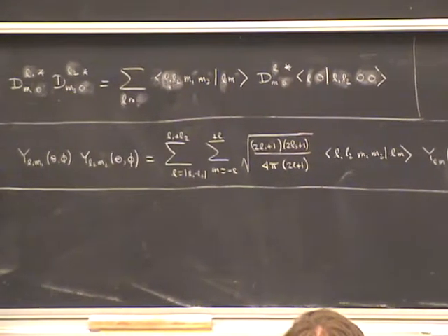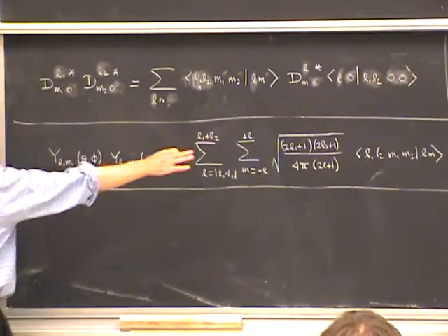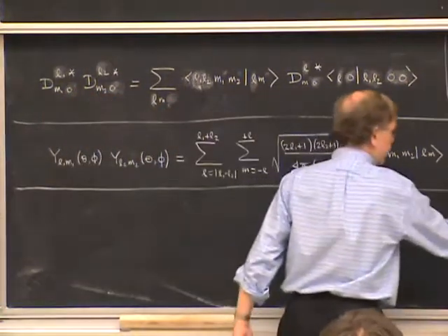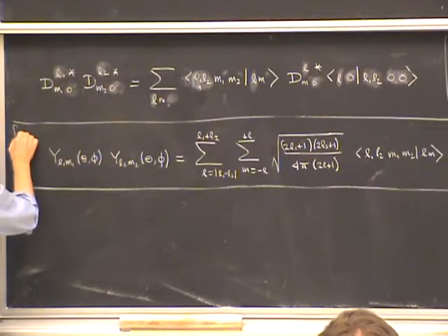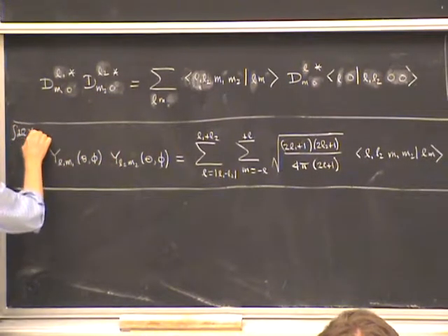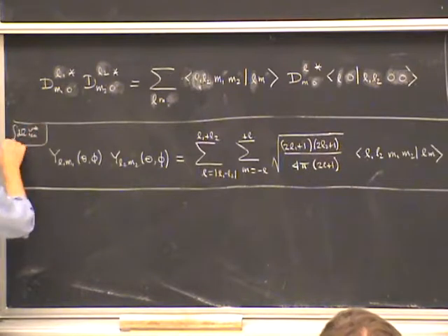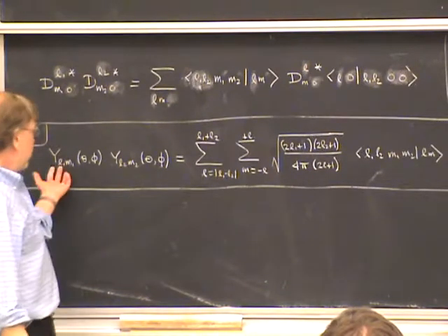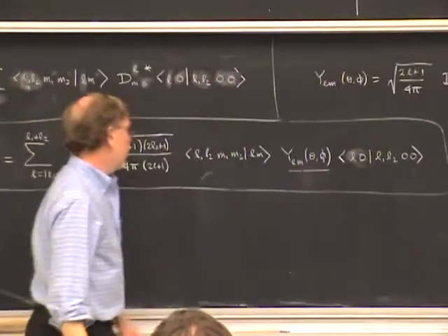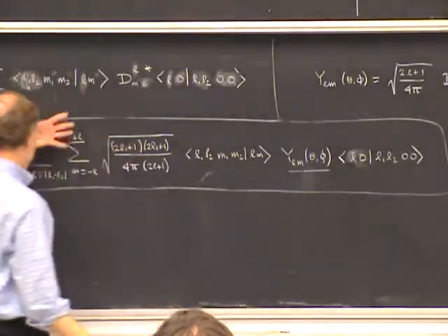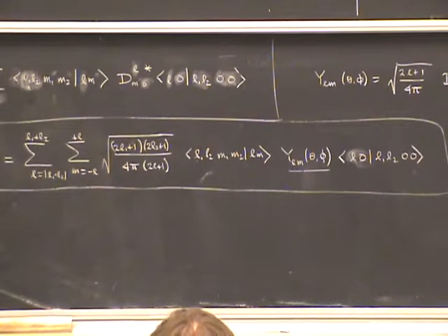To put this in a slightly different form, let's take YLM of theta and phi, which occurs on the right-hand side, multiply through by the complex conjugate and integrate. Let's do the integral over solid angles of YLM complex conjugate. And if we do that, we get an integral on the left-hand side, and on the right-hand side, we pick out a single term, LM, so the YLM drops out, and so does the sum. And so you get this formula here, which is essentially the same formula.